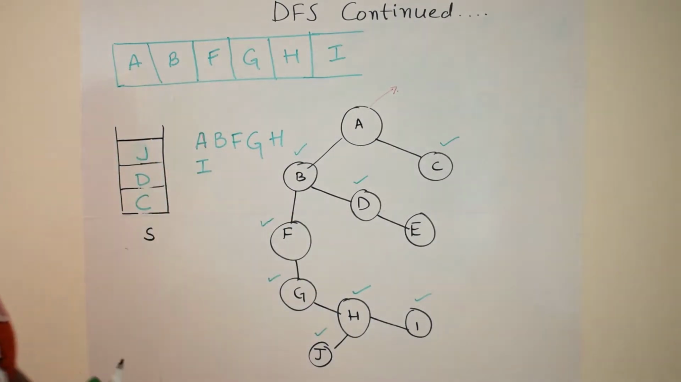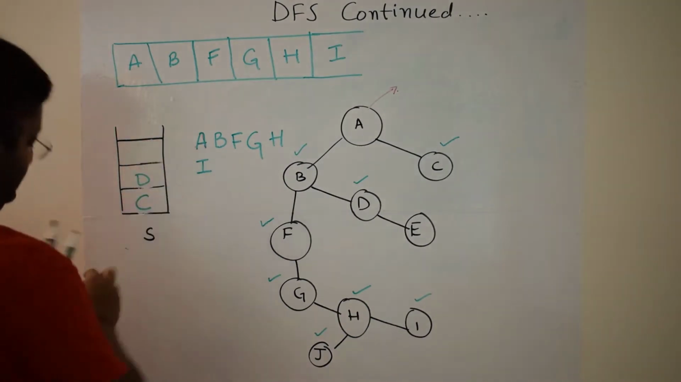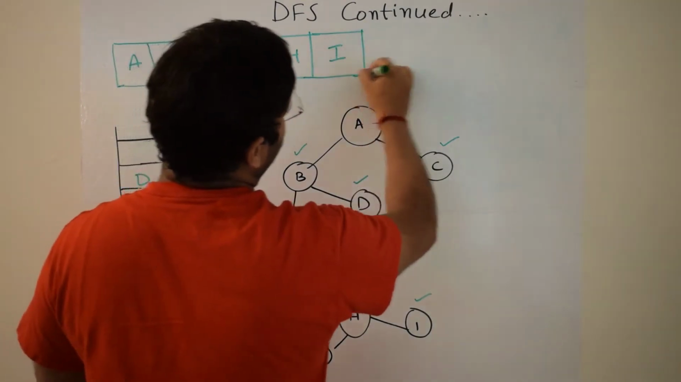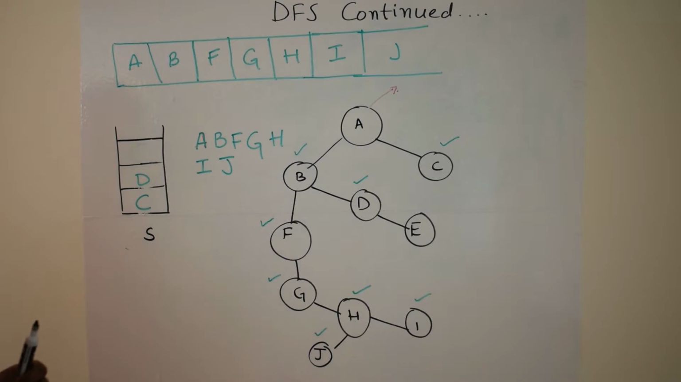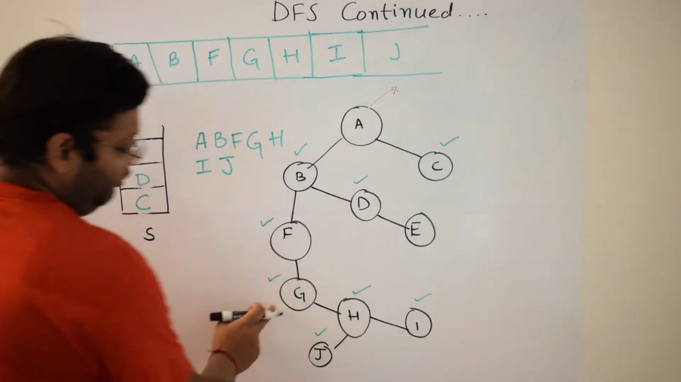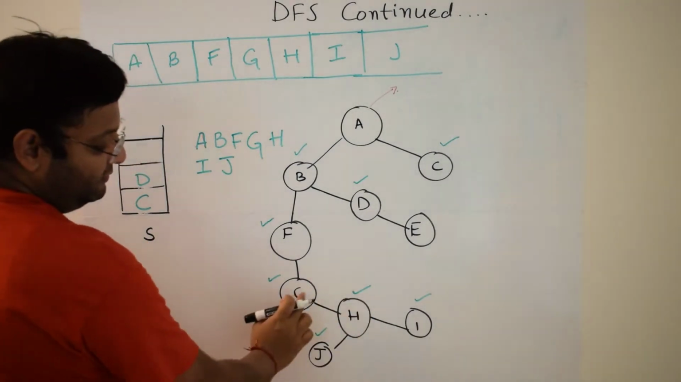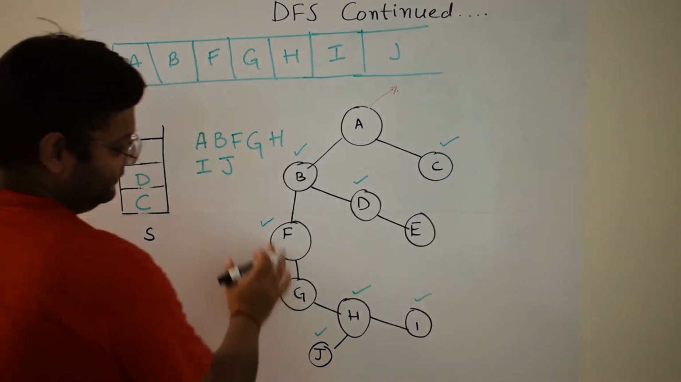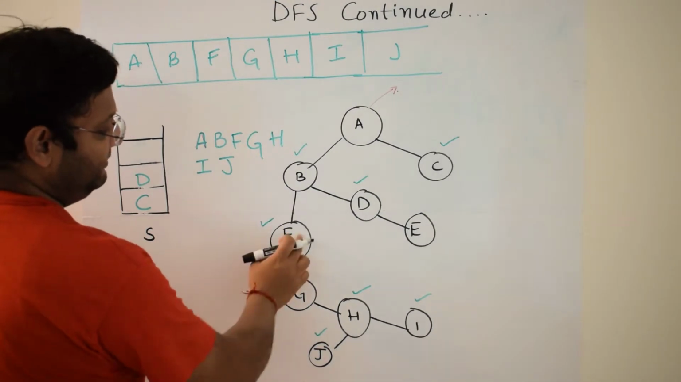How? You popped out I. Now what's remaining in the stack? J. So what will you pop out? J. Now you will mark J as visited. Correct? Now what will you do? You will go back to G. Correct? All of its neighbors. There are two neighbors, F and H, but both have been visited. So you go back. Now F, B and G are already visited.